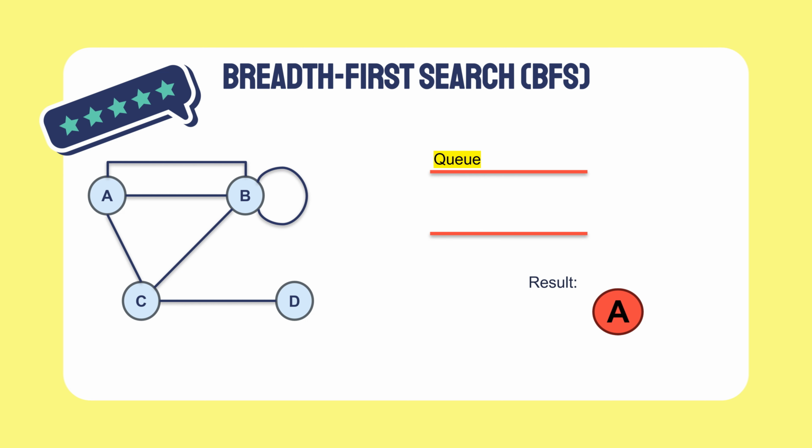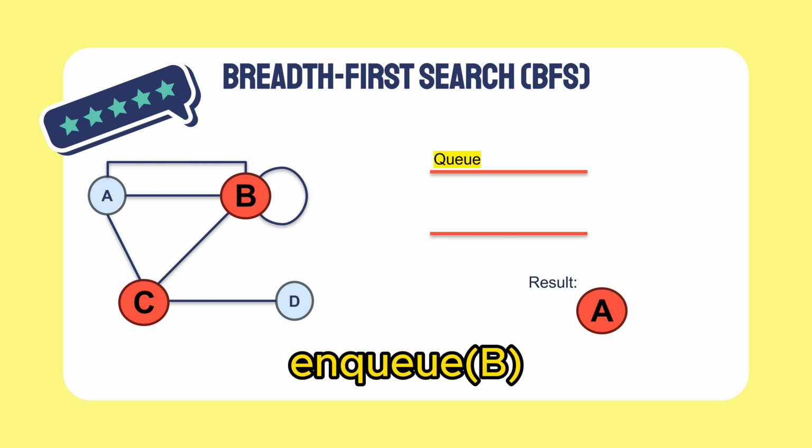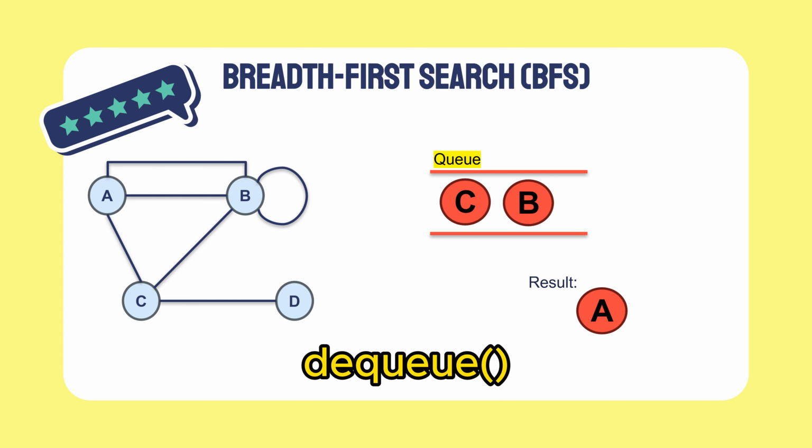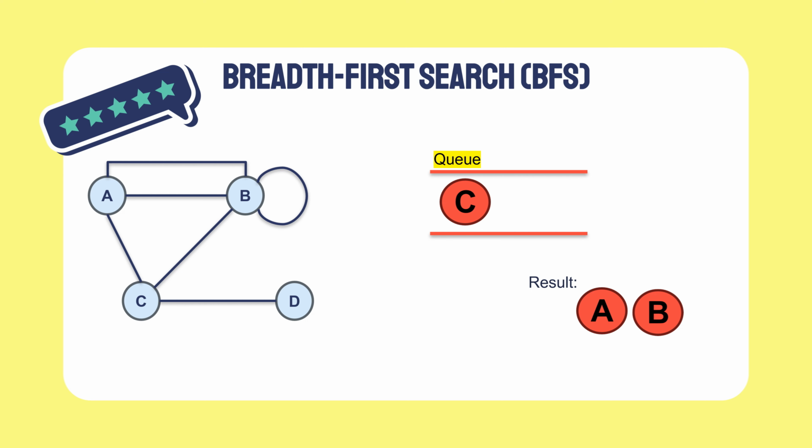Next, we visit all neighbors of node A, which are B and C. We enqueue both B and C into the queue, following the FIFO principle. The next node to be dequeued is B, so we dequeue B and add it to our result. Now our result list is A and B.